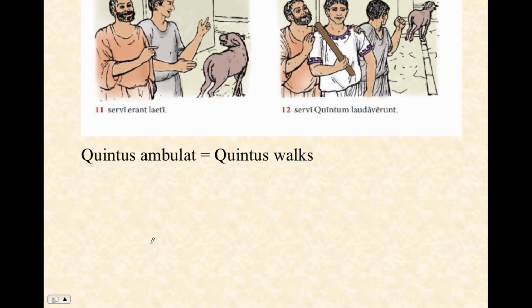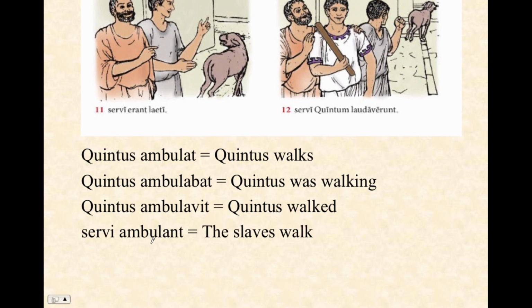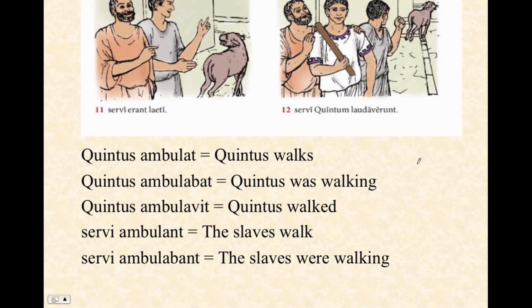So let's review everything we have learned. Quintus ambulat, present tense. Quintus ambulabat, Quintus was walking, imperfect tense. Quintus ambulavit, Quintus walked. So those are the singular forms, t, bat, and wit. Now let's look at plural. Servi ambulant, the slaves walk, present tense. Servi ambulabant, the slaves were walking, imperfect tense. And servi ambulaverunt, the slaves walked, perfect tense.